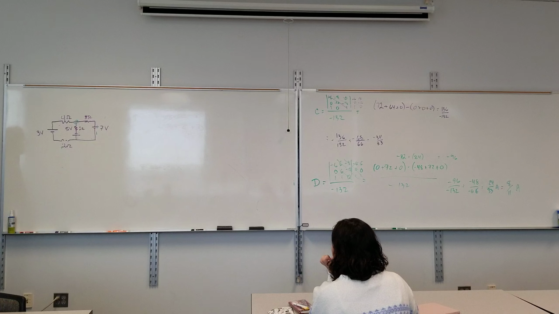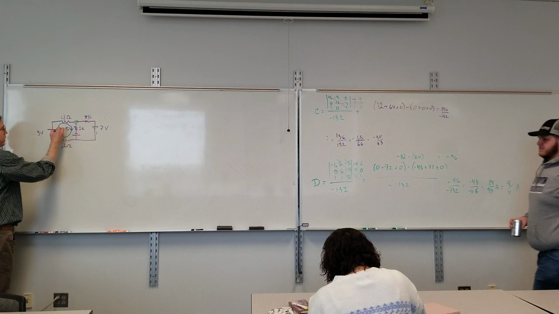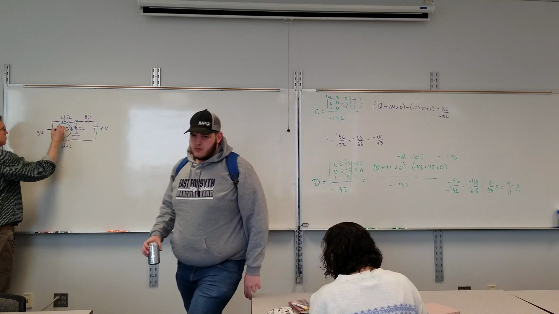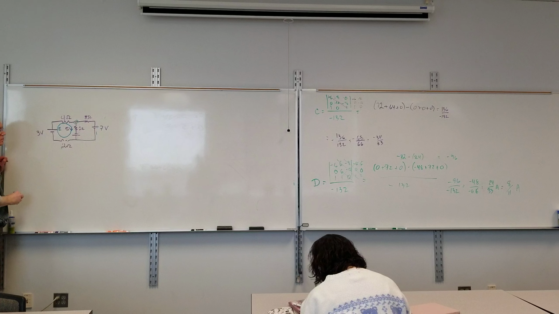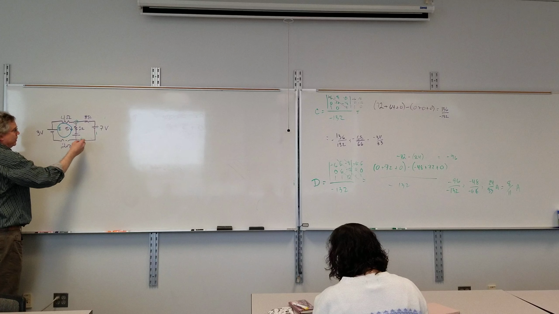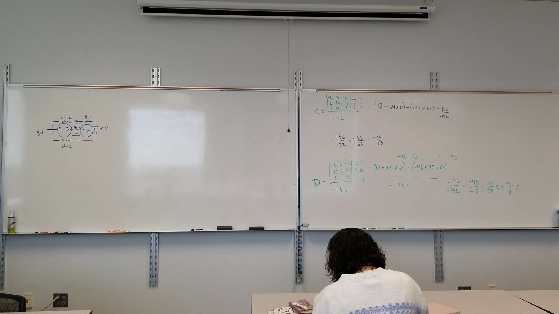And I just arbitrarily pick a direction. In this method, I'm going to take the left loop and go clockwise, and I'm going to call that current E. And then I'll go to the right loop and do the same thing, F. I have two unknowns. I need two equations. Both of them are going to be voltage equations.